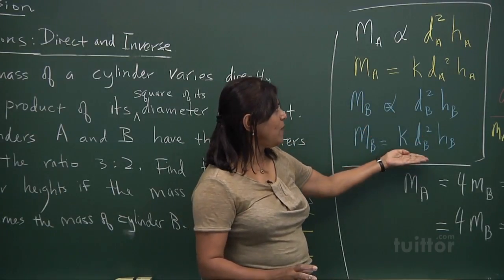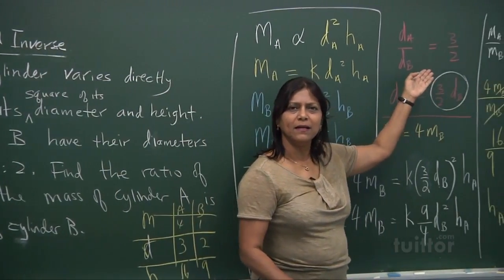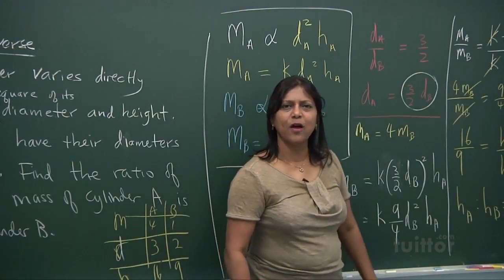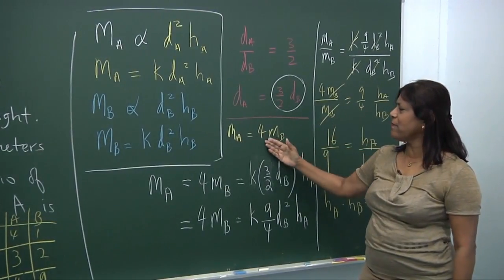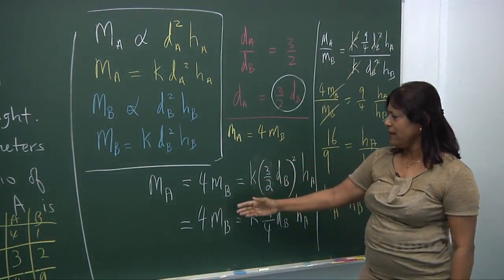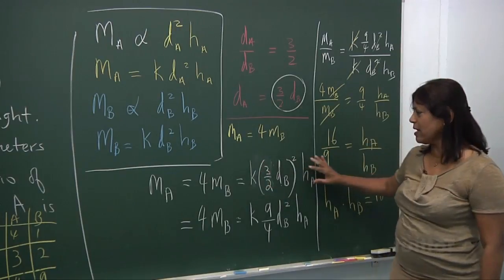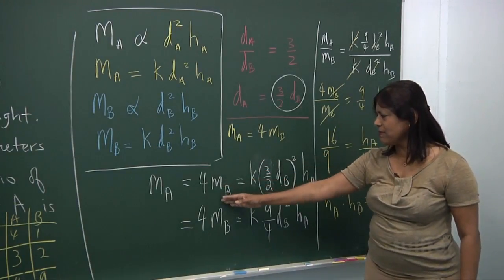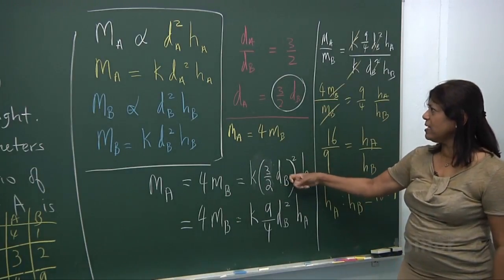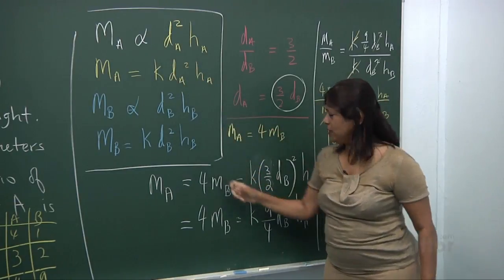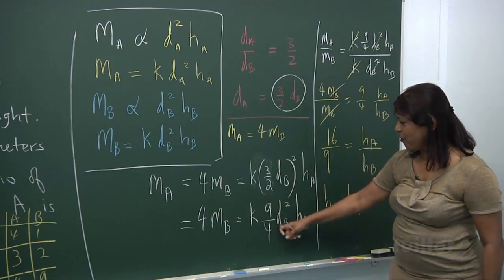So look at that. Once you've got these 2 formulas, look at the diameter. What is the diameter? dA over dB, you've got the beauty of 3 over 2. And then you've got the ratio of the masses, 1 is to 4. Now you write it out. What is it in terms of dB, where you can? Mass of A is 4 times the mass of B, your K, and then diameter squared of dB. Change the dA to a dB squared, and you've got a height. And then 3 over 2 and 3 over 2 is 9 over 4.